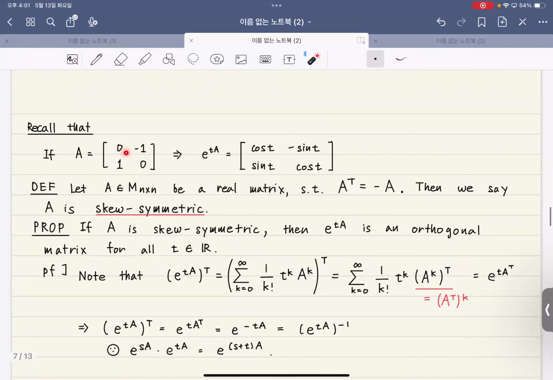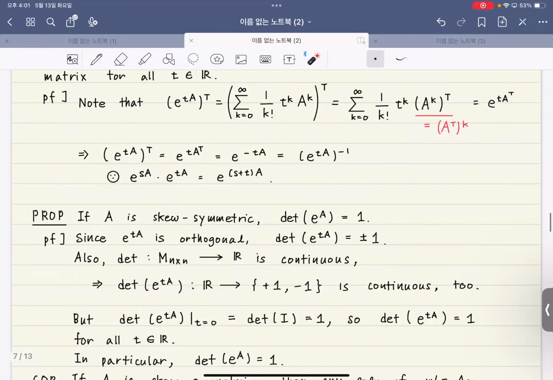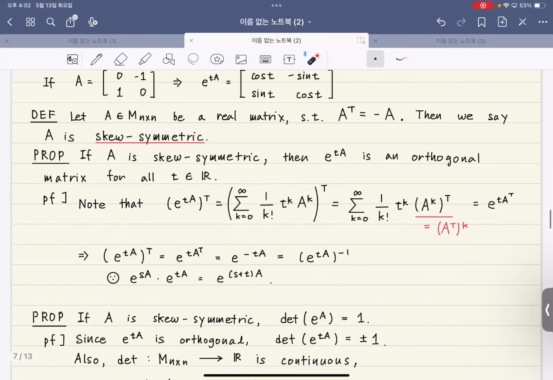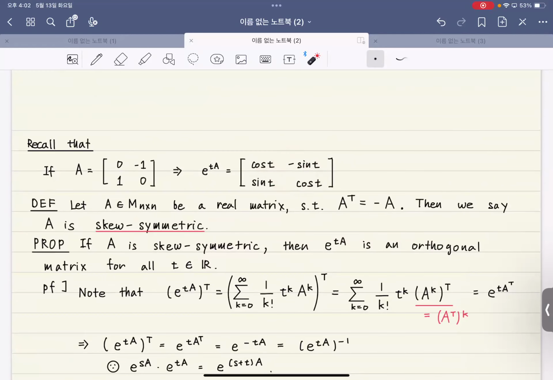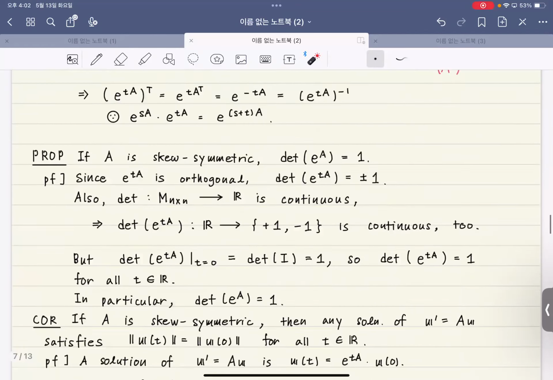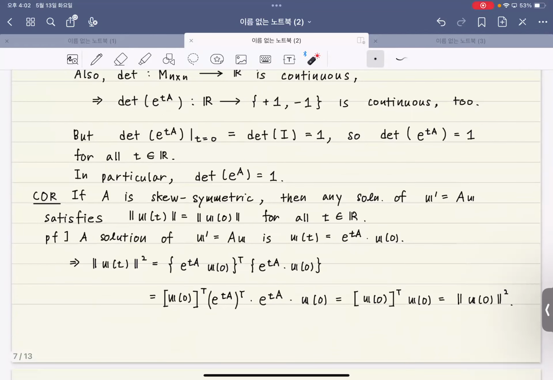Going back to this example, this is a skew-symmetric matrix, very easy to see here, and whose determinant is 1, right? And yeah, this is an orthogonal matrix. The last corollary here is: if A is skew-symmetric, then any solution of u' = Au represents a system of differential equations of order 1, right?